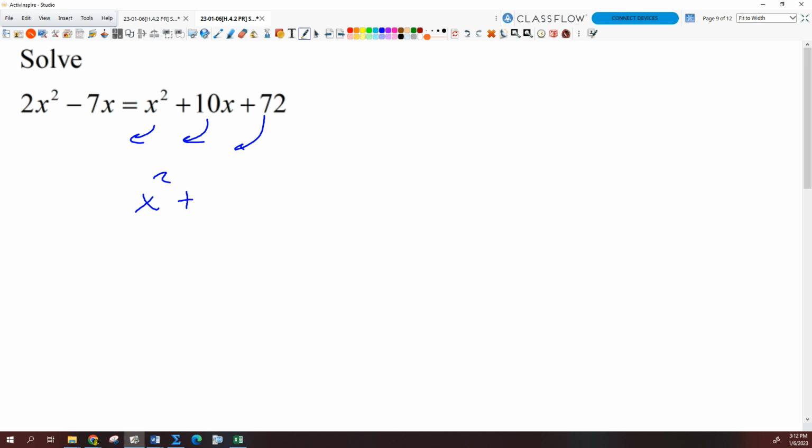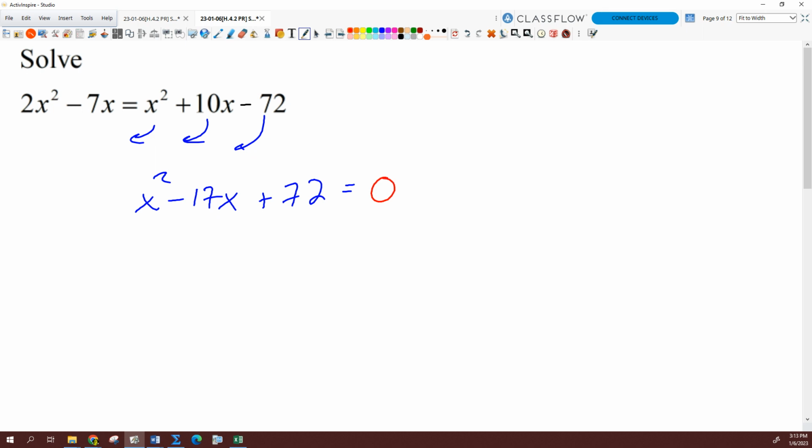x squared minus 17x, right? And then that should be a minus 72. Yep, that needs to be minus 72, because otherwise it's not going to work. Sorry, I'm waffling here, aren't I? A little bit, yeah. There we go. x squared minus 17x plus 72 equals 0.